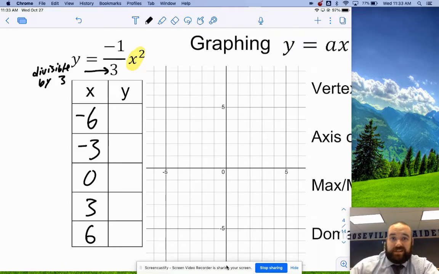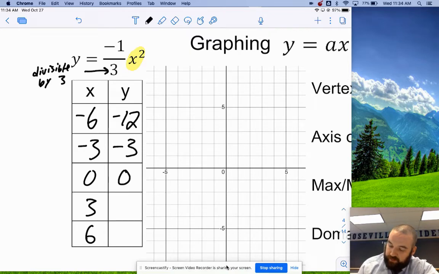So if I take negative 6 and square it, that's positive 36. Negative 1/3 times 36 is going to be negative 12. Okay. Negative 3 squared is 9, times negative 1/3 is negative 3. 0 squared is 0. Take a negative 1/3 of that, still get 0. 3 squared is, again, positive 9, so this becomes negative 3. 6 squared is 36, times negative 1/3 is negative 12.